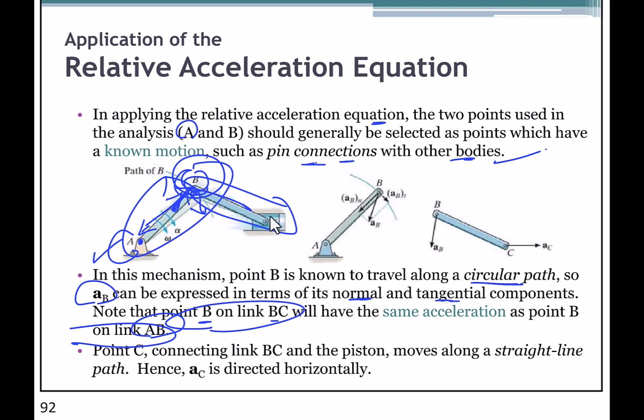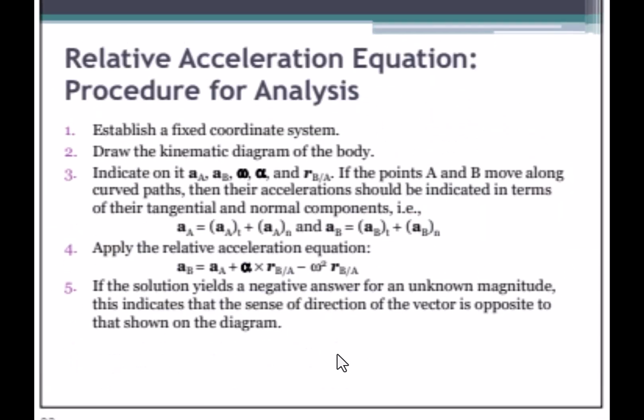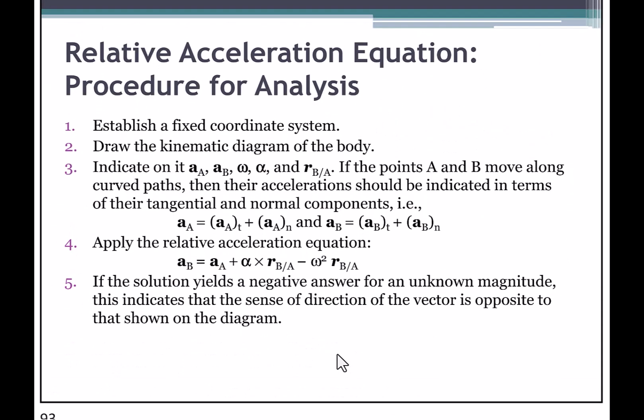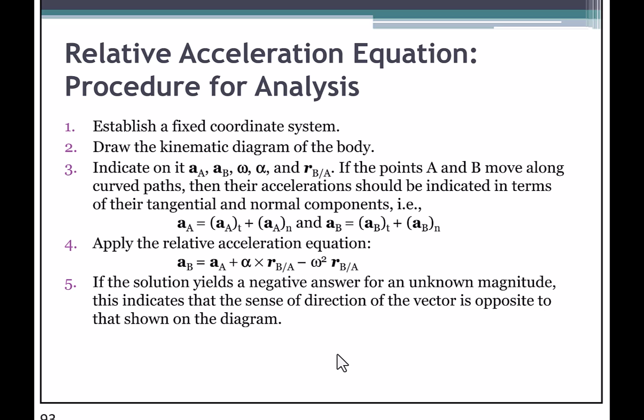Point C, on the other hand, connecting BC and the piston, moves along a straight line. This is also easy on us. So this has all the examples that you could think of. Straight line, so straight path. So AC is directed horizontally. Okay. So these are some comments on the acceleration. This is a procedure we should use for the analysis to make it simpler on ourselves.